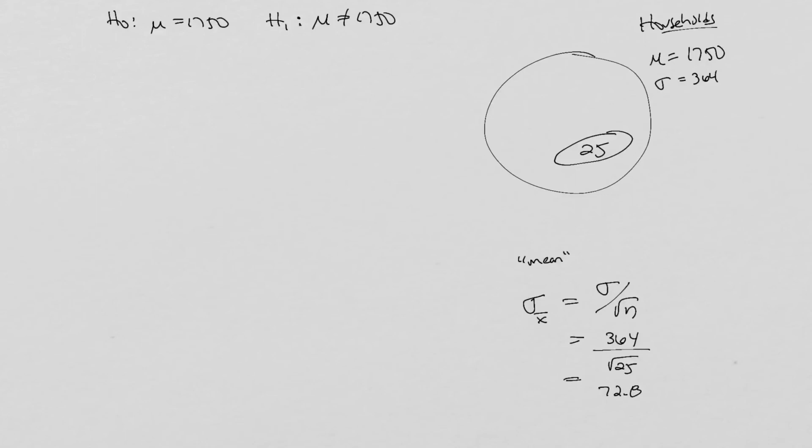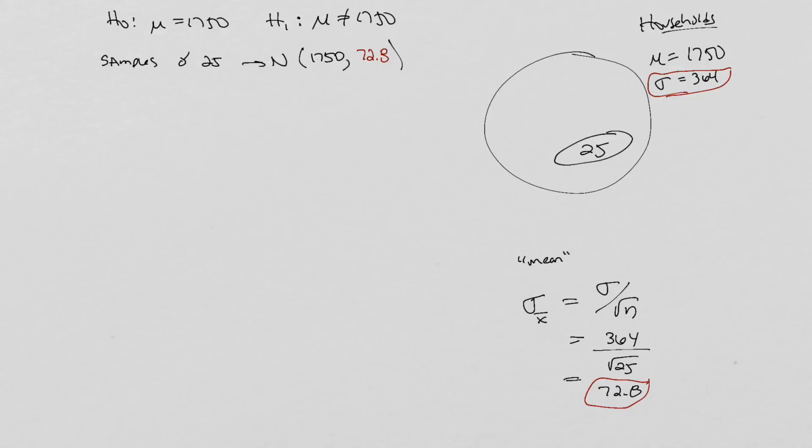So for samples of size 25, we were assuming they were normal. The average of the sample should be the average of the population, and the standard deviation of the sample is not this number, because this is a number for one term at a time. The standard deviation for samples of size 25 is that one, 72.8. So that's what we're working with.